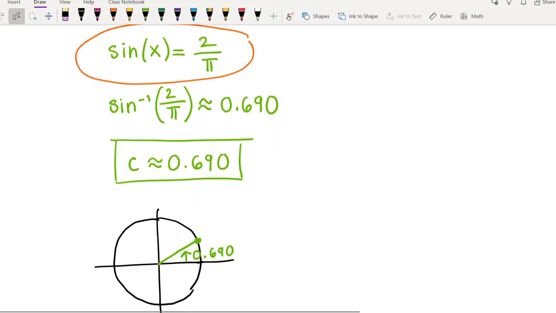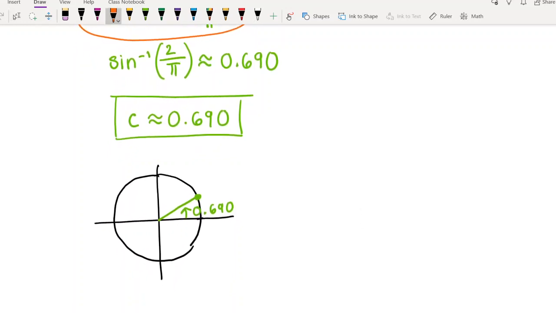Remember that sine is the same as the y-coordinate on the unit circle. So whatever 2 divided by pi is, that number is the y-coordinate of this point. Where could we find another angle that has that same y-coordinate? If we go over here and look at this angle, that's another angle that also has sine equal to 0.690. How can we find this angle? If we were to measure all the way like this, that would be pi, 180 degrees. So if we do pi minus this angle, that will tell us what the orange angle is.